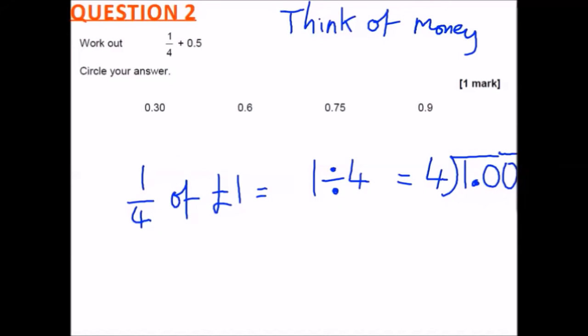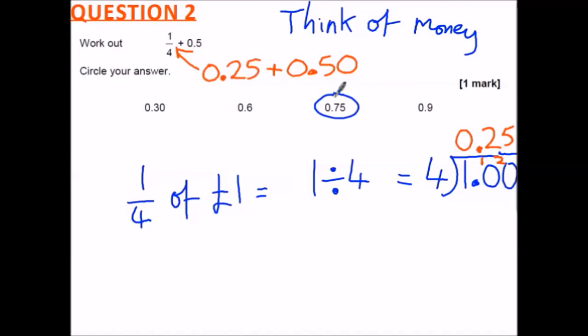Now 1 divided by 4, we can do like this if we're not sure. 4's into 1 doesn't go, so your remainder's 1. 4 into 10 goes 2 with 2 left over, and then 4's into 20 goes 5 exactly. And so 1/4 as a decimal would be 0.25. And 0.5 is the same as 0.50 really. Half a pound is 50p. 25p plus 50p, you're going to be left with 75p. So for that one you need to circle 0.75.